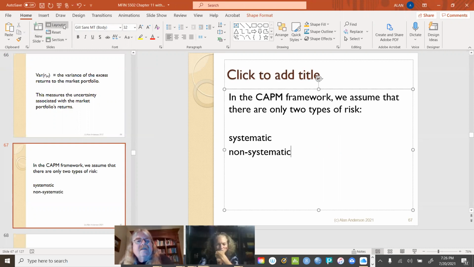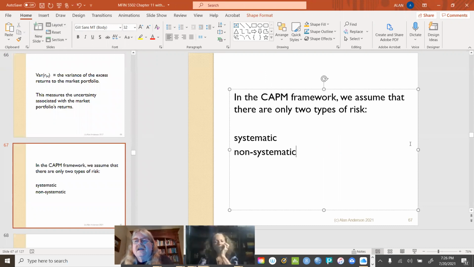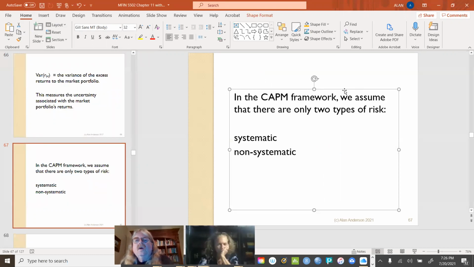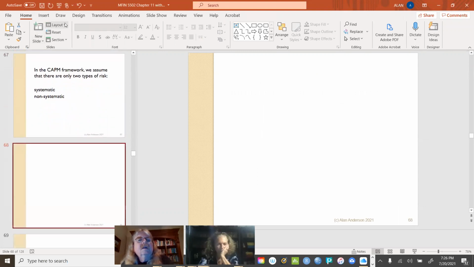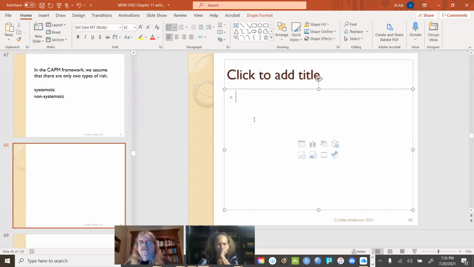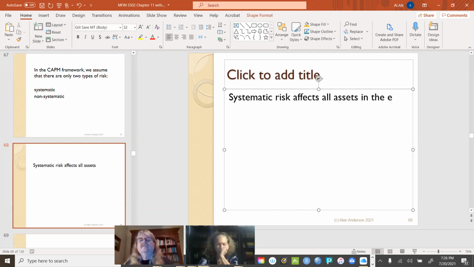So what does this have to do with anything? What are we trying to say here? Well, systematic risk affects all assets in the economy, although not to the same degree.